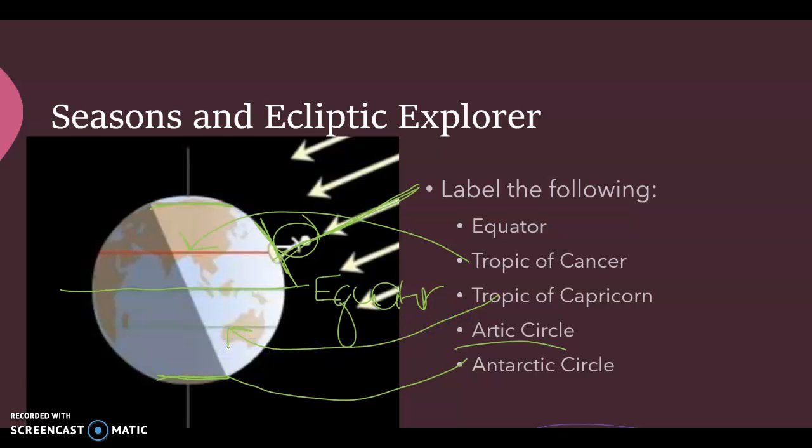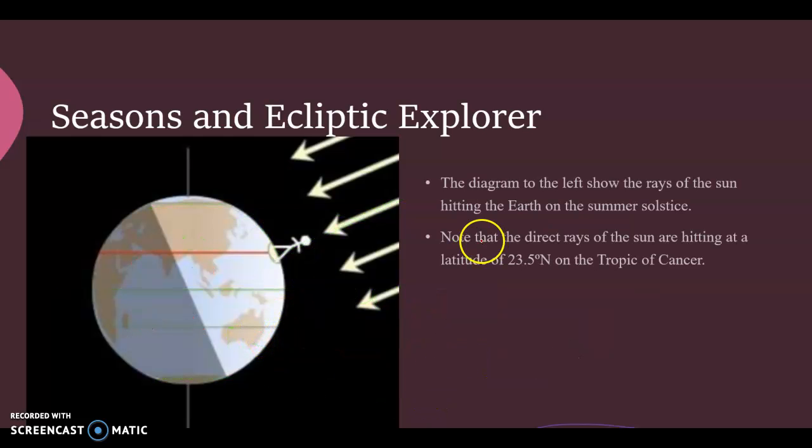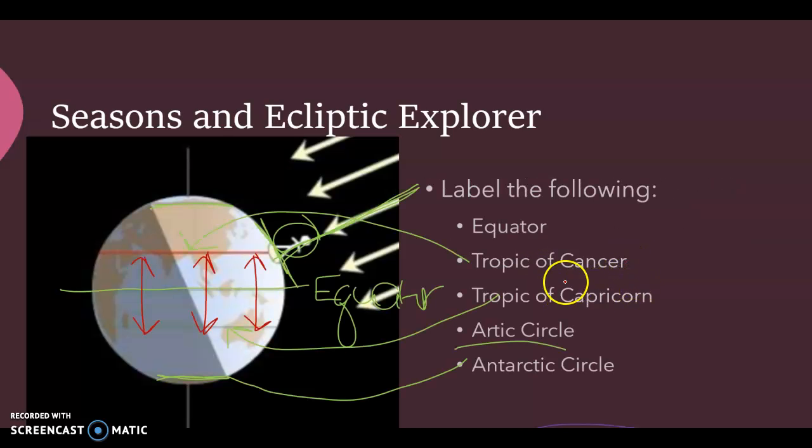So between those two areas, between here and here, the Tropic of Capricorn and the Tropic of Cancer, that's where the sun will always have its most direct rays. Will be within one of those ranges, between 23.5 degrees north and 23.5 degrees south. And so, note that the direct rays are at the latitude of 23.5 degrees north on the Tropic of Cancer. So let me just make sure I did that right. Yes, Tropic of Cancer is here. I always get Tropic of Cancer and Capricorn confused.